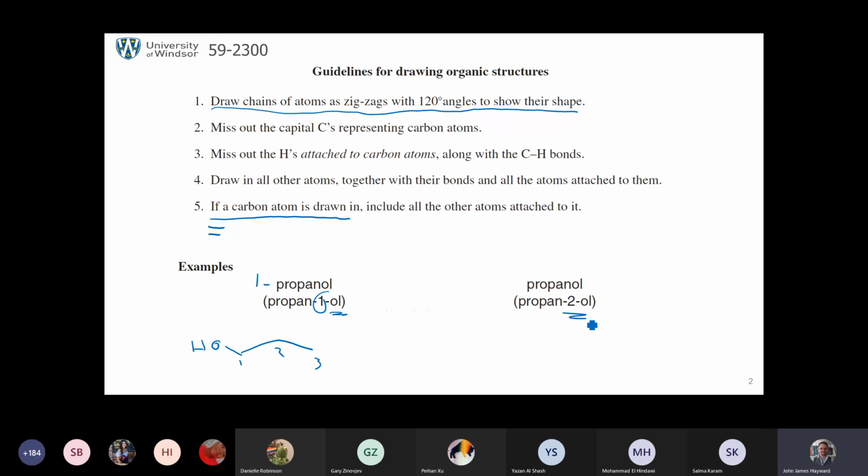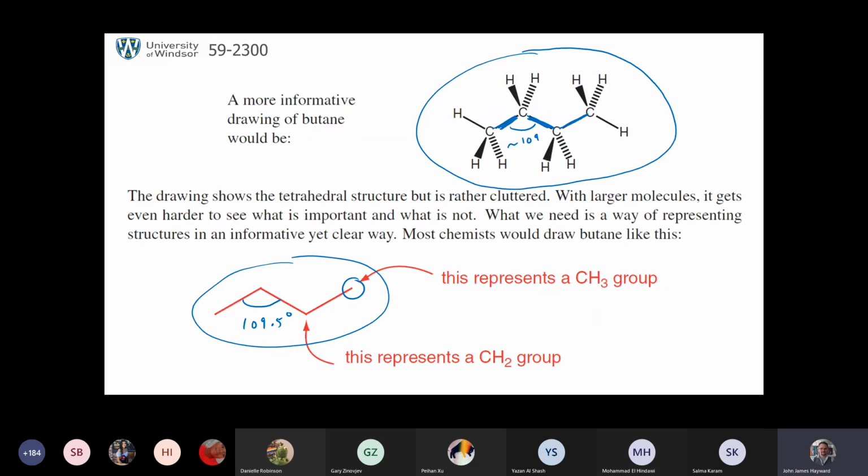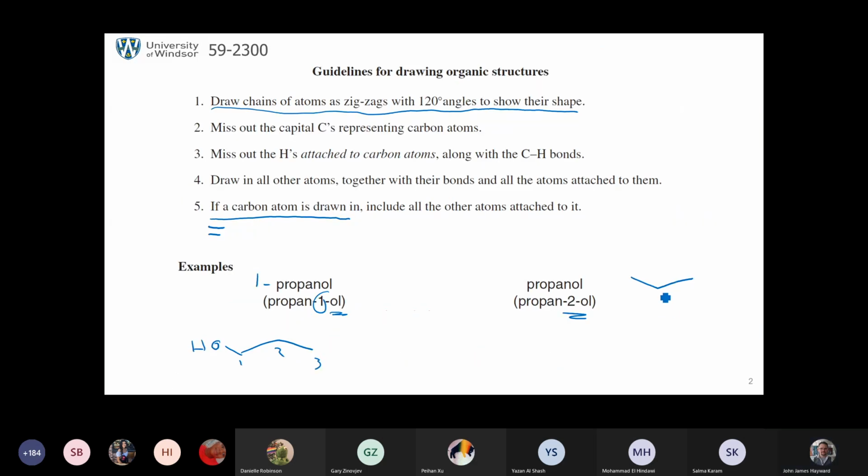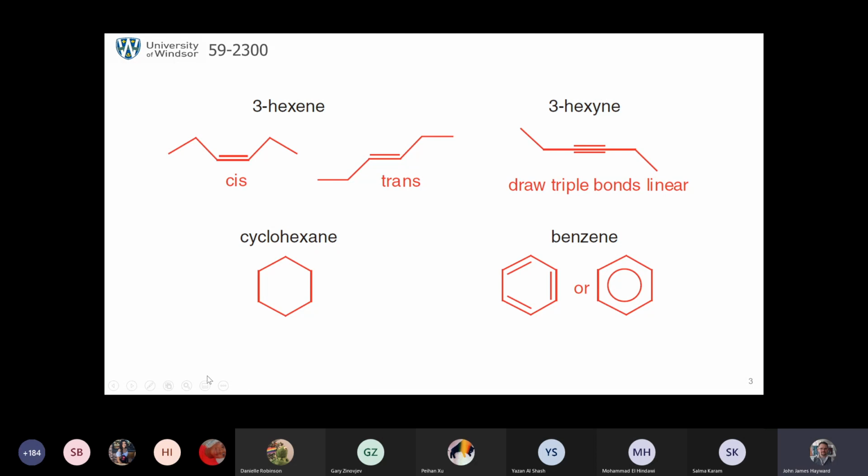So propan-2-ol tells us it's going to go on the second atom. So we draw our zigzag. Oh, sorry, when I touch the screen, it's just a little bit too sensitive. Those are just the ways that we do it. You can probably imagine that as molecules get a lot more complicated, this gets rough.